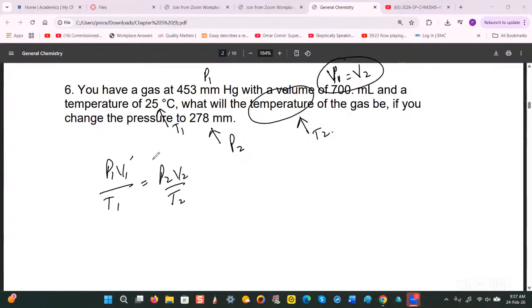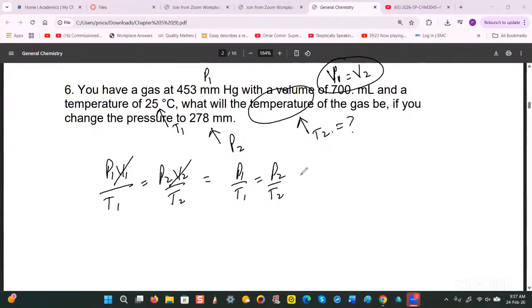All we have to do is cancel out V1 and V2 because they're equal to each other. So that simplifies the equation to P1 over T1 is equal to P2 over T2. Now, the question is asking for what? It's asking for T2.